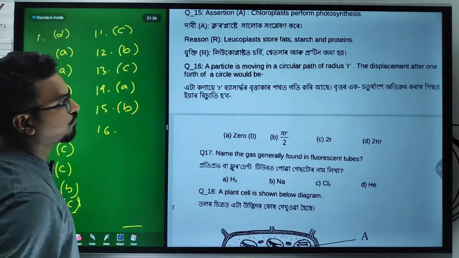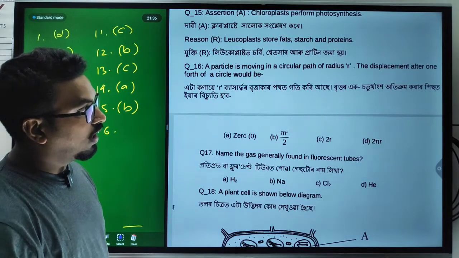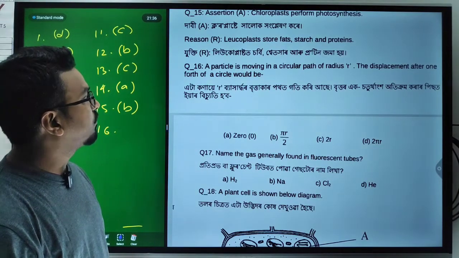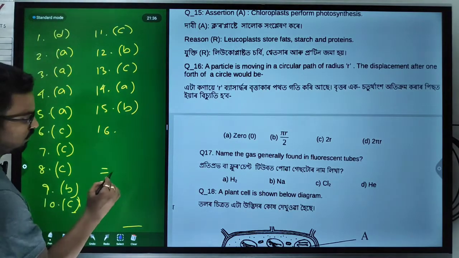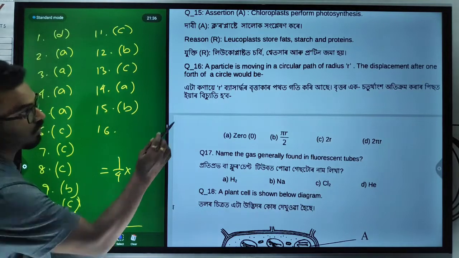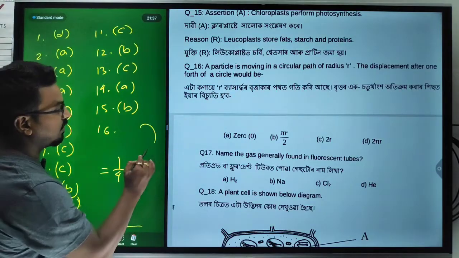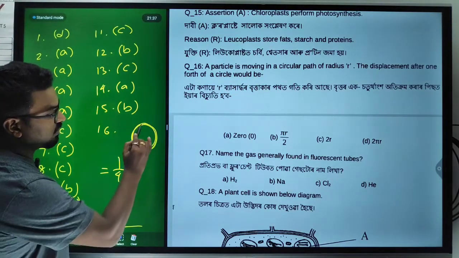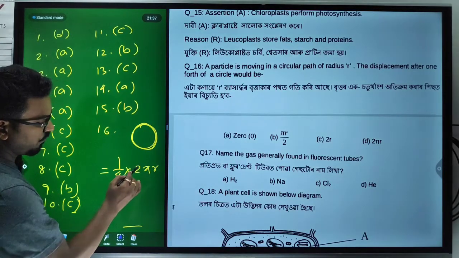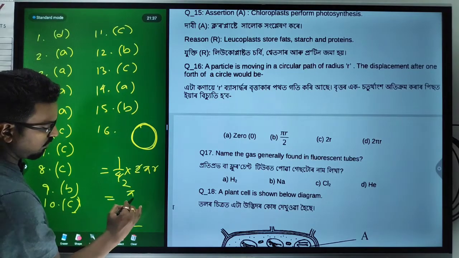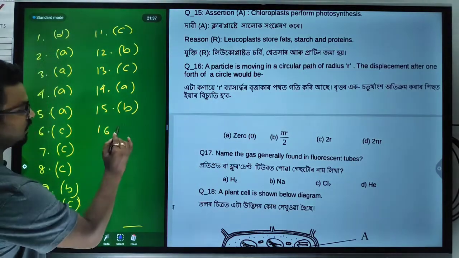Question number 16. A particle is moving in a circular path of radius r. The displacement after 1/4 of a circle would be 1/4 of the circumference of the circle. What is the circumference of a circle? 2 pi r. So if you cancel, 2 remains. So pi r by 2. The option is B. Question number 16 is option B.